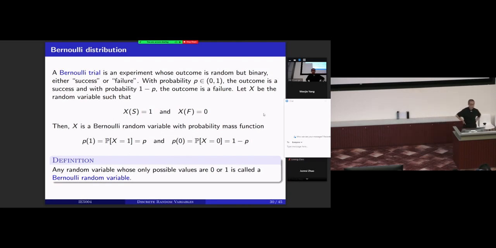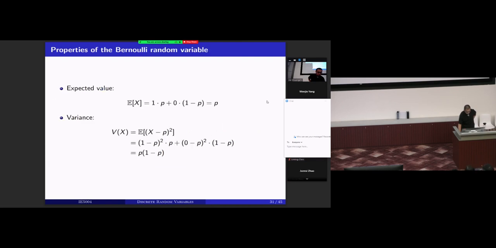With probability 1 minus P, it will show tails, right? If it shows heads, this random variable takes 1. If it's tails, it takes 0. Such a random variable is called a Bernoulli random variable. So Bernoulli random variable is the simplest one. I think you need to be very clear that the expected value of that is simply equal to P, and the variance is P times 1 minus P.